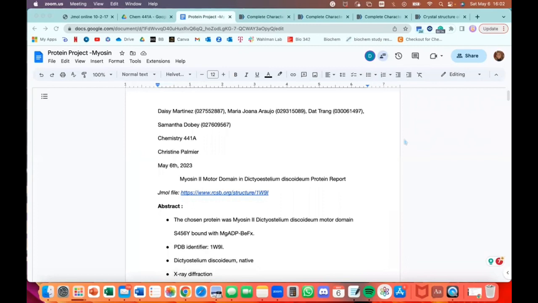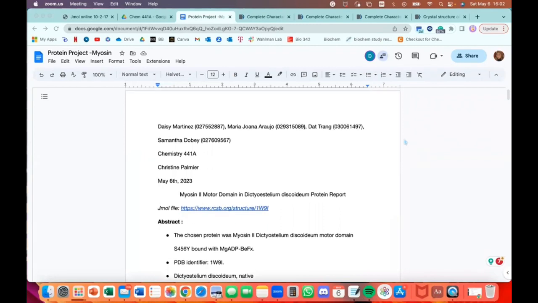So this is our protein project. The protein chosen was myosin 2 motor domain in Dictyostelium discoideum, which is a small unicellular organism. And this type of myosin is a non-skeletal muscle myosin, which means it can be found usually if you're looking at mammals.